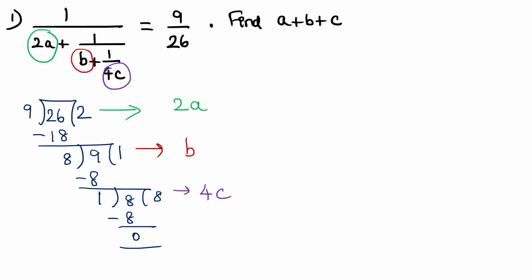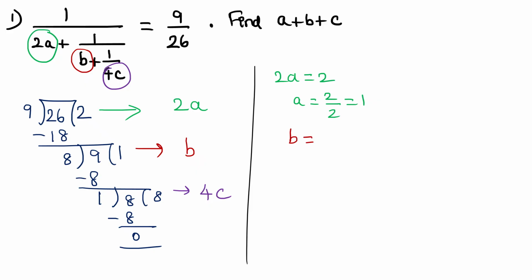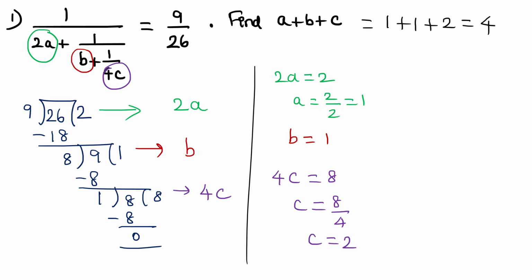So now you know 2a is equal to 2. So a is equal to 2 by 2, that is equal to 1. You will be getting your answer. Then next, I know b value is equal to 1. Then next, the c value: 4c is equal to 8, c is equal to 8 by 4, c is equal to 2. So now I can find the value of a plus b plus c, that is 1 plus 1 plus 2, that is equal to 4. It's very easy to understand, no students?